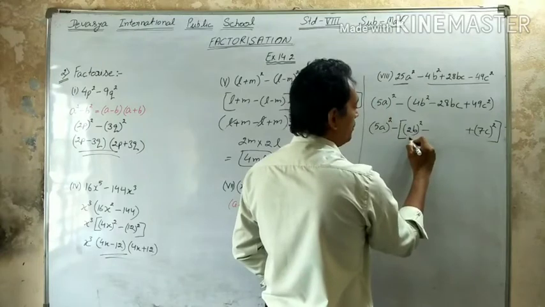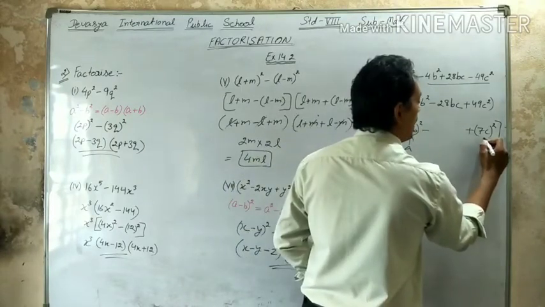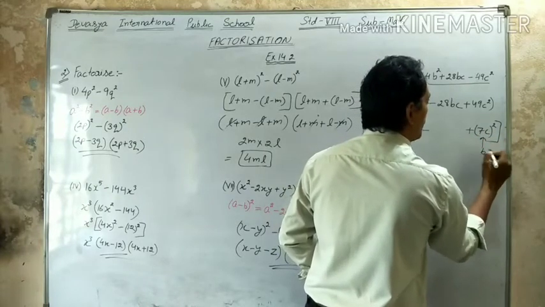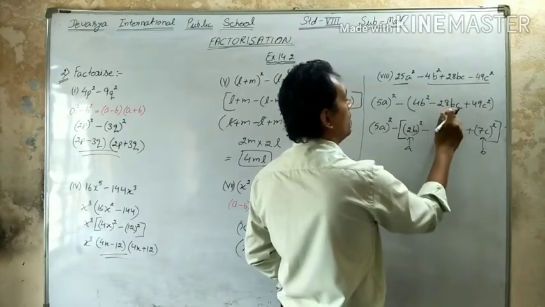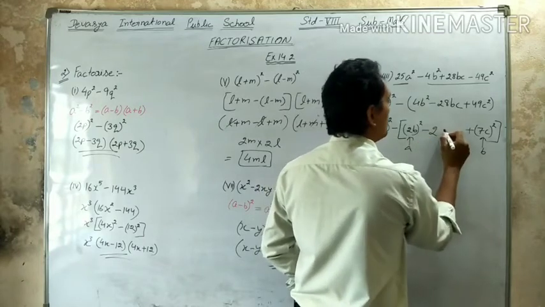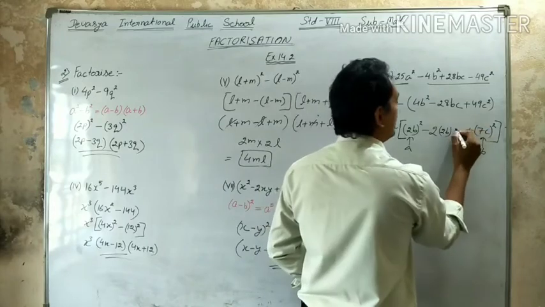Now the first term in the bracket we have is a, and the last quantity in the bracket is your b. Okay, and we need to put the middle term like this, 2 into a into b. So 2 into a is your 2b, and what is b? b is your 7c.